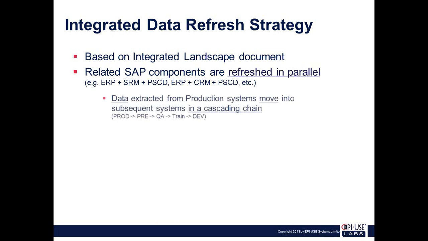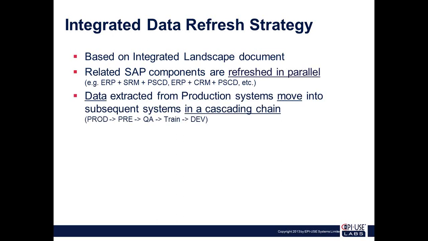The data that's extracted from production systems would move into subsequent systems in a cascading chain: from prod to pre-prod to QA to training to dev. Now, that chain might change a little bit. Maybe you don't have a training system, maybe you go from QA to dev, maybe you don't have a pre-prod, but you get the idea.